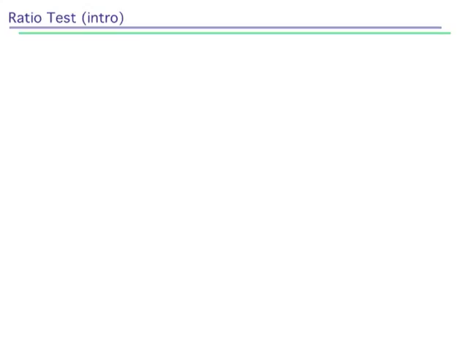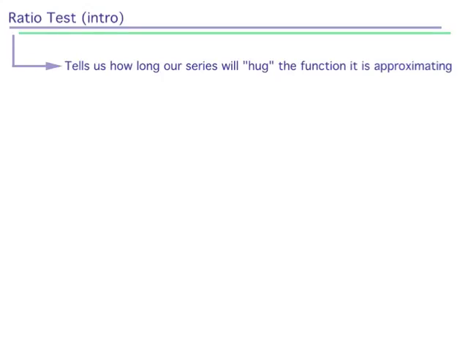Okay, and the ratio test is essentially going to tell us how long that hug is. It tells us how long our series will hug the function it is approximating. It's essentially telling us how long the approximation will be good for, for what values of x the approximation will be true. We have some options on this. We sometimes see that the hug goes on forever. Sometimes it's a short hug, sometimes it's a big hug. Sometimes we're not going to get a hug at all. Sometimes we're just going to get a kiss and they're going to move on with their lives. So we have some options in terms of what we can get.